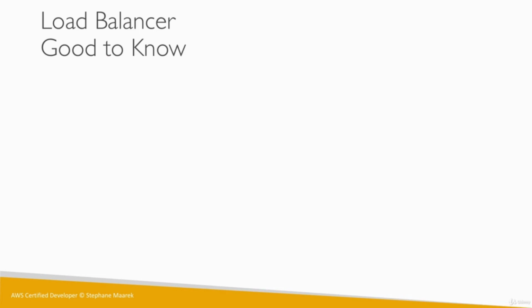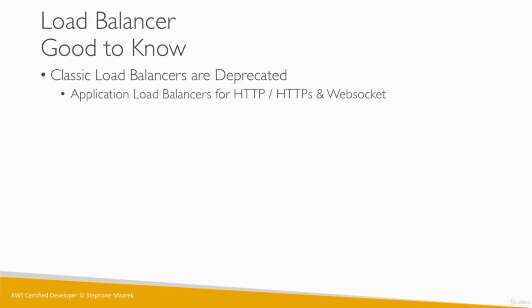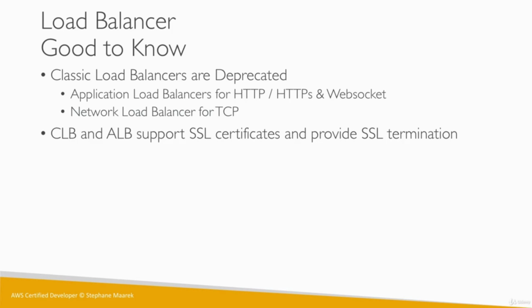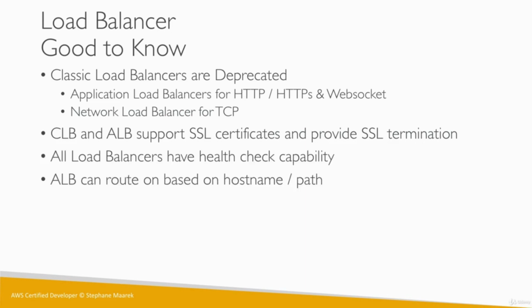Now, good to know, the classic load balancers, as I said, are deprecated. Now you want to use the application load balancer for HTTP and HTTPS and WebSockets, and you want to use the network load balancer for TCP. The CLB and ALB, so classic load balancer and application load balancer, support SSL certificates and provide SSL termination. All load balancers will have a health check capability. The ALB can route based on the hostname and the path. The ALB is a great fit with ECS or Docker.